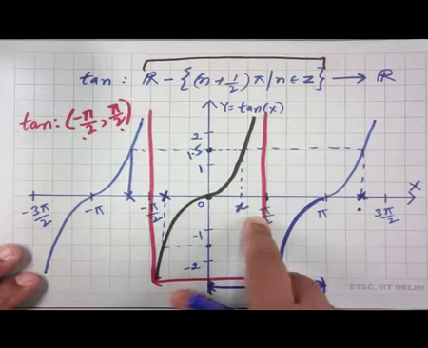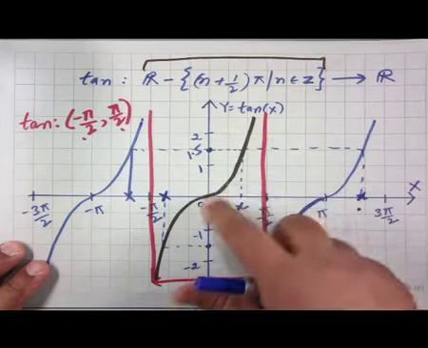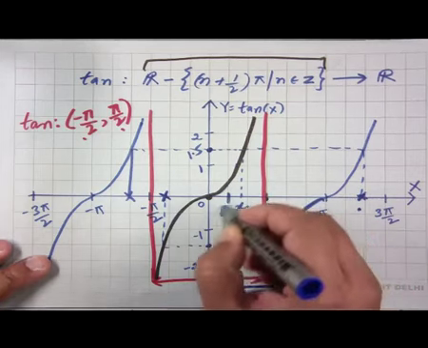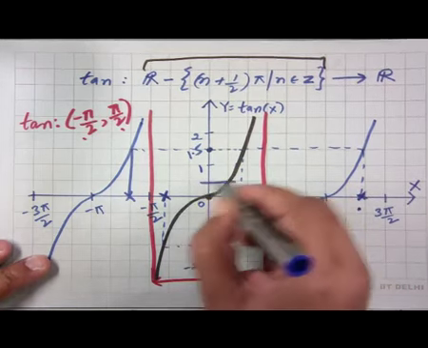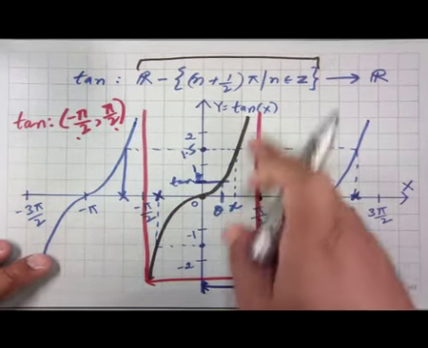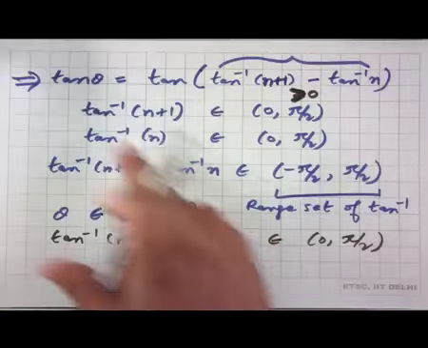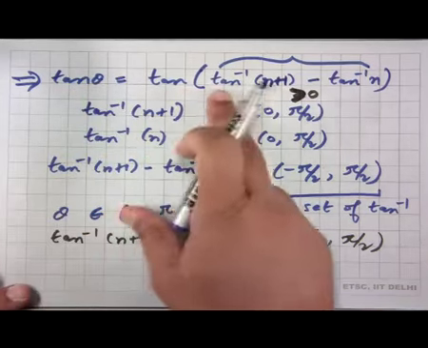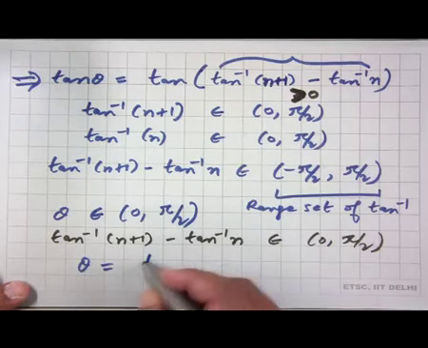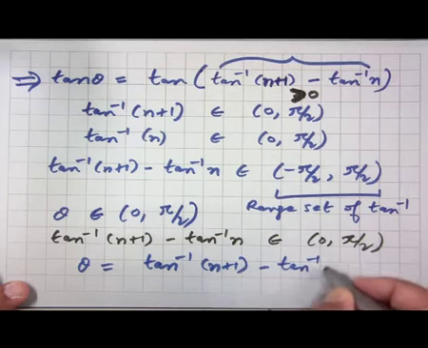the interval 0 to pi by 2, as we can see, the tan function is a monotonically increasing function. Therefore, let us say that if this is theta, then this value over here is tan of theta. Since tan is a monotonically increasing function in the interval 0 to pi by 2, it follows that if tan theta were to be equal to tan of this angle, the only way that is possible is if theta itself is equal to tan inverse of n plus 1 minus tan inverse of n.